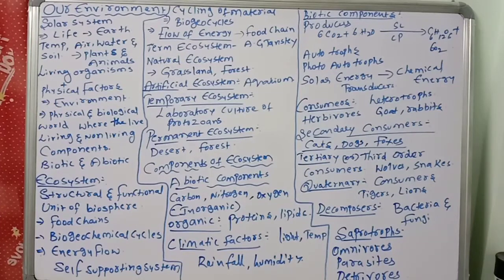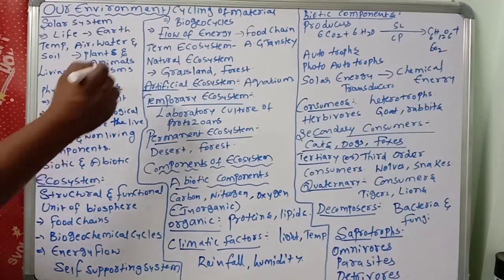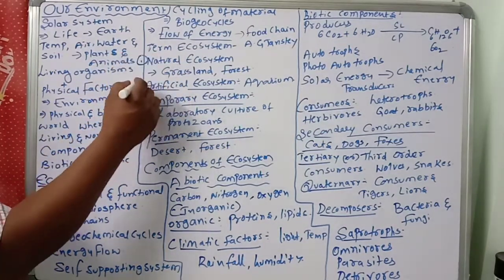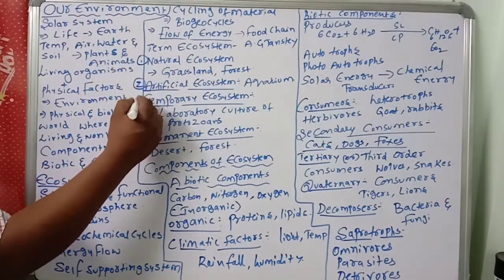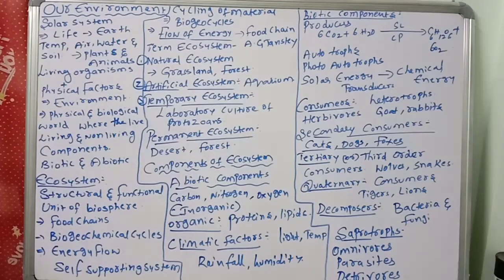Next, another important classification: natural ecosystems, artificial ecosystems and temporary ecosystems. We have to discuss these also. What is an artificial ecosystem? What is a temporary ecosystem? What is a natural ecosystem? We are going to discuss them one by one.